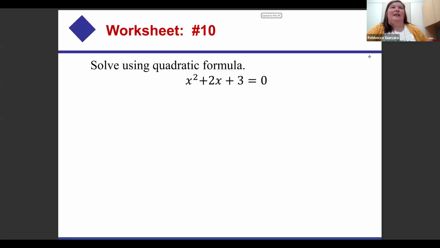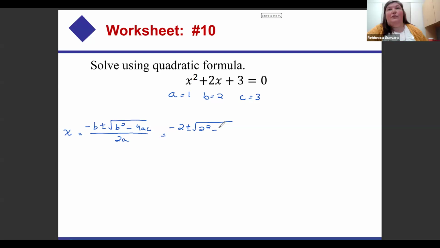All right, and 10 is our very last one. So once again, we see that A should be 1, B is going to be 2, and C is going to be 3. So we got x equal to minus B plus or minus the square root of B squared minus 4AC over 2A. That is going to be -2 plus or minus the square root of 2 squared minus 4 times 1 times 3. So there is going to be a problem here.